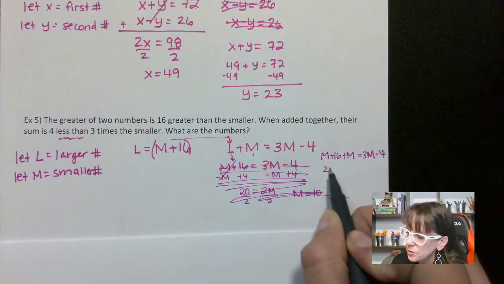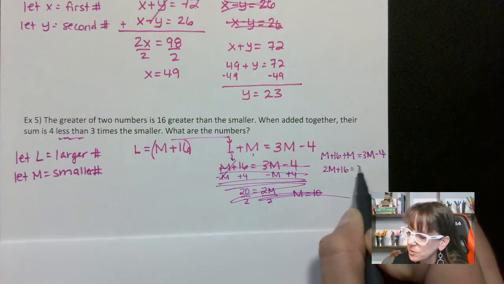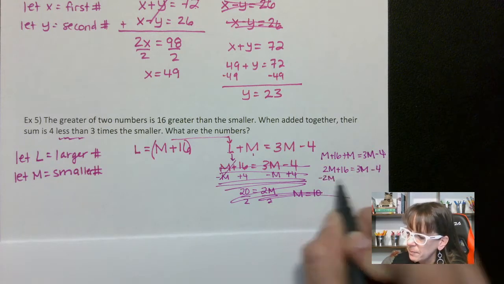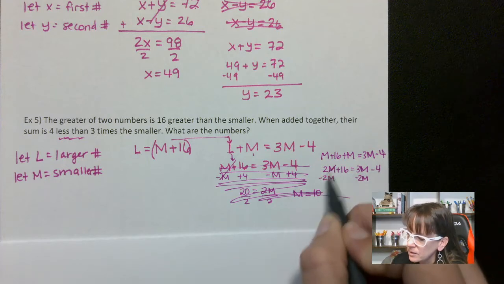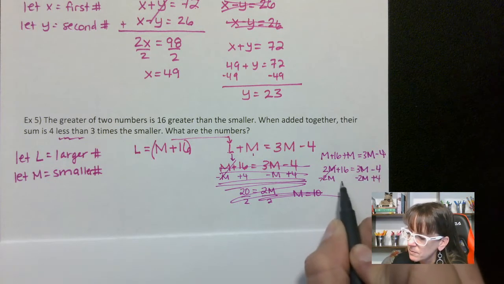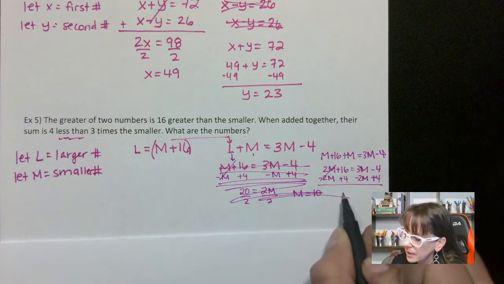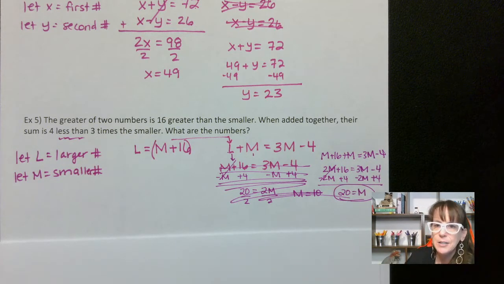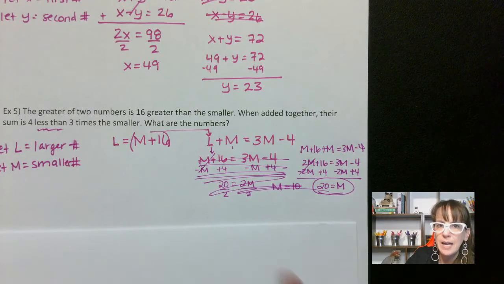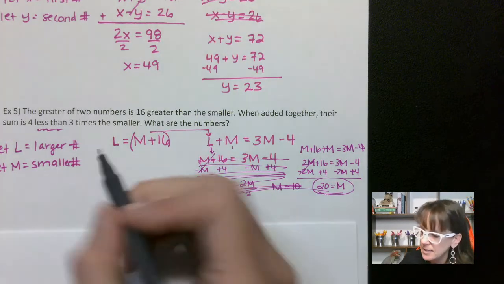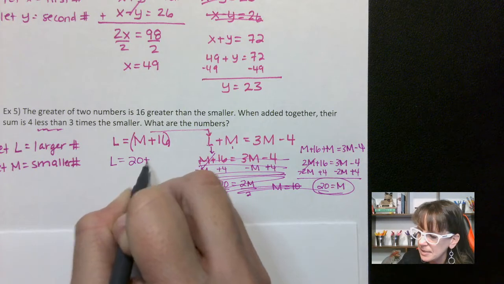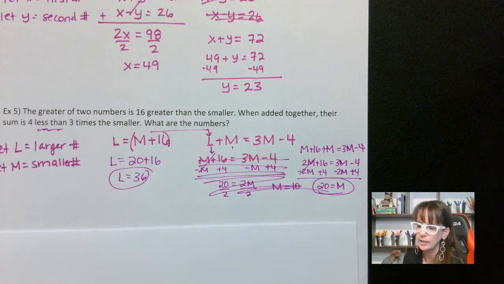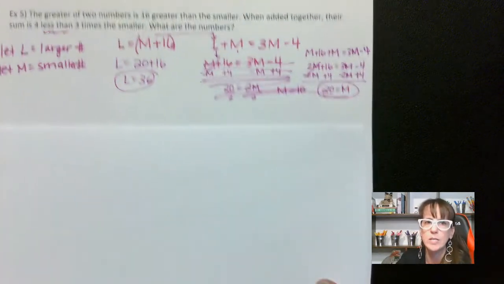So that's 2m plus 16 equals 3m minus 4. Minus 2m, minus 2m. That gets rid of this. Plus 4, plus 4. That's going to give me 20 equals m. Okay, that looks more like it. So if 20 equals m, all we have to do is take that information over here and say L equals 20 plus 16, so L equals 36. So the larger number is 36. The smaller number is 20.